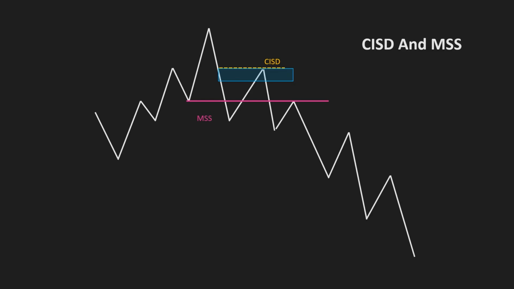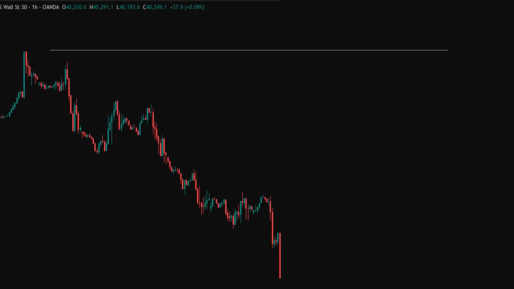Mmxm framework can be found on all time frames, but I personally use it on weekly, daily, 12-hour for bias, 1-hour chart for intraday market structure, and 15 or 5-minute for intraday entries. Okay, let's go to the chart and give a few examples.